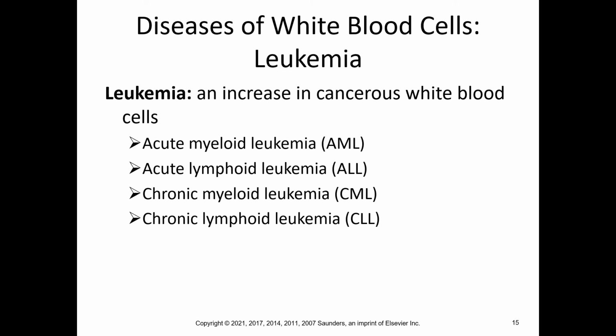Leukemia is a cancerous process in our white cells, and there are 4 different types. You can broadly categorize these by acute versus chronic and where they occur, either myeloid, affecting bone marrow, or lymphoid, affecting lymphatic cells. The most common type in children is ALL, acute lymphoid leukemia.